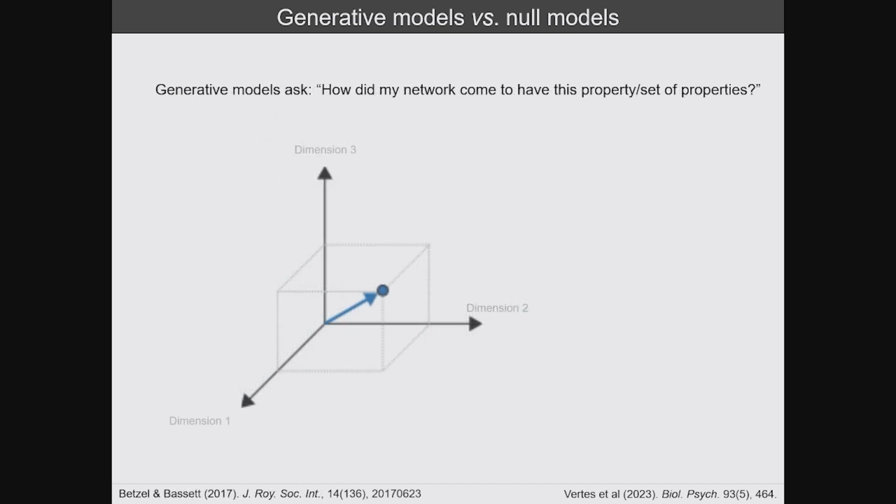An alternative approach, a kind of complementary approach, is so-called generative modeling. Rather than asking, should we be surprised that our network has some property, we ask the question, how did my network come to have this set of properties or this set of features? And we do this in a fairly simple, kind of programmatic way. We first have to decide on which features we care about, right? So we have a set of features that we might want to recapitulate with our models.